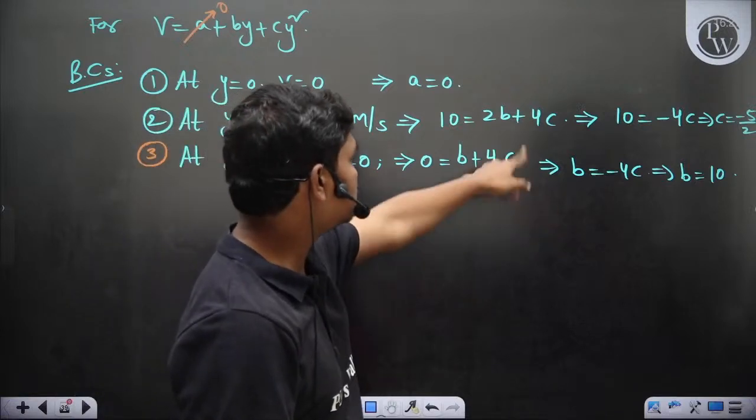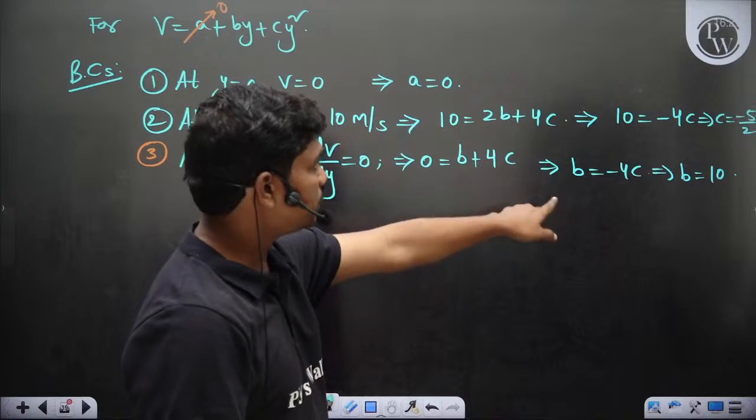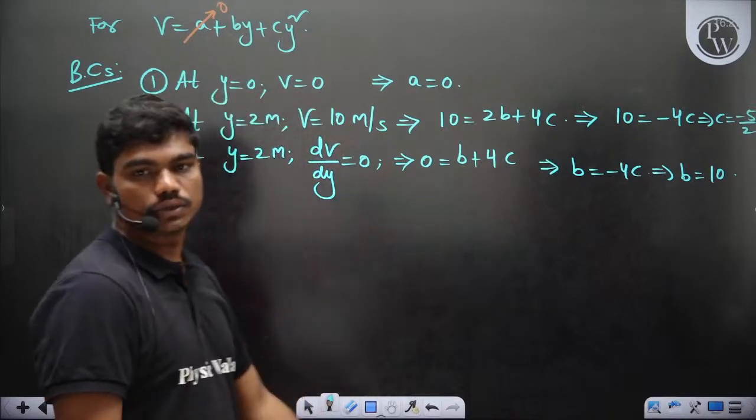So b equal to minus 4c. Minus 8c plus 4c is 10, so minus 4c is 10. That's c equal to minus 5 by 2. Okay, so you have the velocity profile.